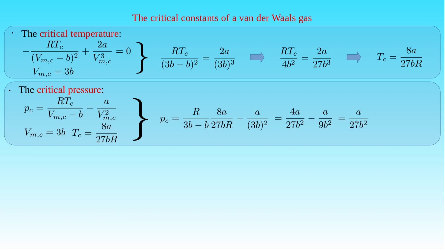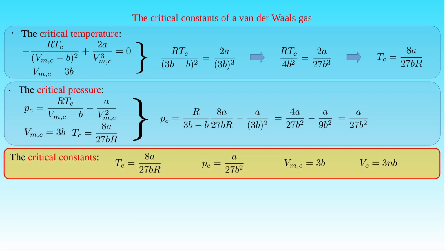We conclude that the critical constants of a van der Waals gas are the following. The critical temperature Tc of the gas is equal to 8 times the pressure correction constant A over 27 times the volume correction constant B times the universal gas constant R. The critical pressure Pc of the gas is given by the pressure correction constant A over 27 times the square of the volume correction constant B. The critical molar volume V sub mc of the gas is equal to 3 times the volume correction constant B, or alternatively the critical volume Vc is given by 3 times the amount of species N of the gas times the constant B.